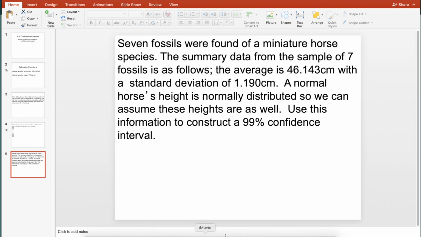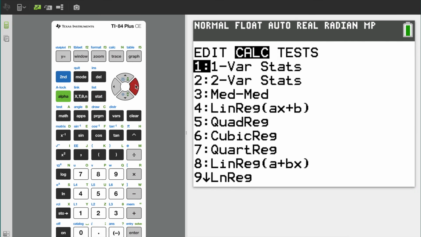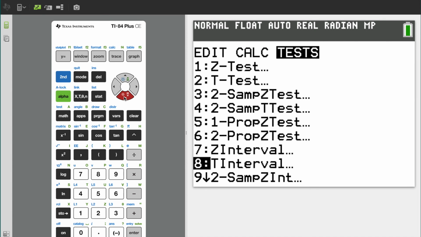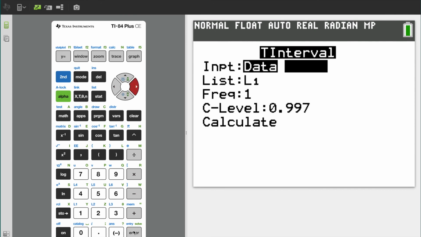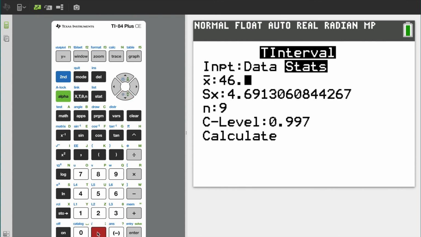So if I were asked to make a confidence interval for this, again, it's numerical data, so I'm going to go back to my T interval. So stat, tests, go down to 8 for the T interval. This time I'm going to highlight stats, and I'm going to plug in my information. Okay, so I'm just going to type right over this. You don't need to delete anything. It said our average was 46.143. Standard deviation was 1.19. Our sample size was 7 fossils, it said. Now this time our confidence level is 0.99.